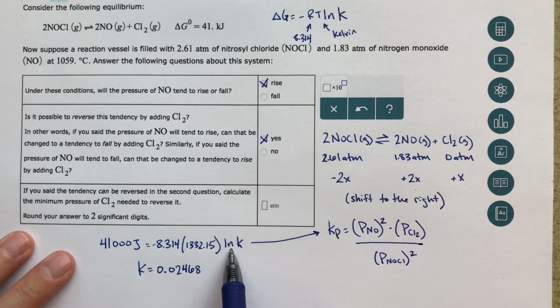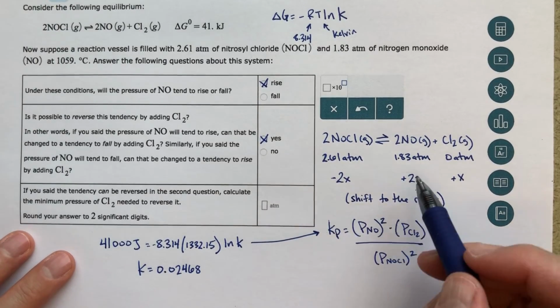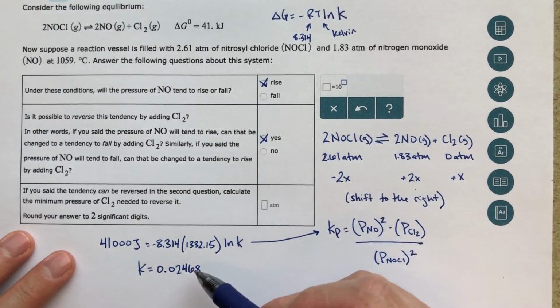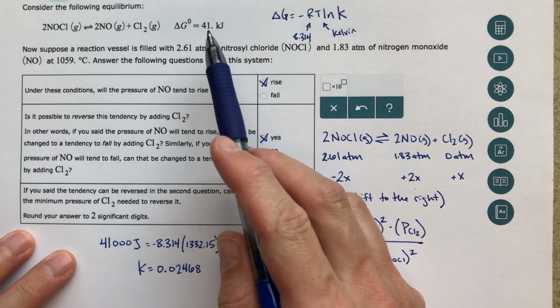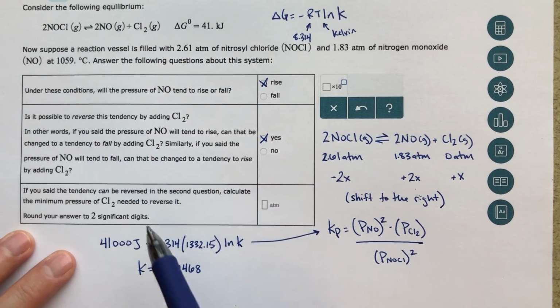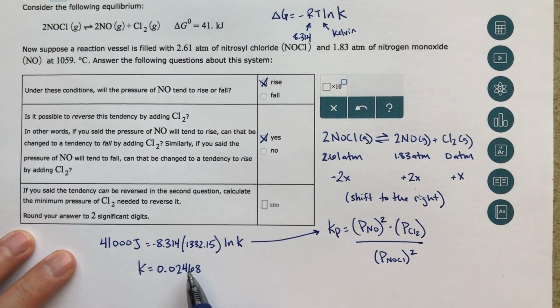To isolate this, just in case you don't know, you would take e to the power of both sides. So divide both sides by minus 8.314 times this 1332, and then e to the power gets rid of the natural log of K. So you should end up with this K value solving this equation for K. This is our equilibrium constant for this reaction, and this is really related to the value of delta G. We said that this is non-spontaneous, so it should favor our reactant side. That's what this really small K value tells us. It's similar information.